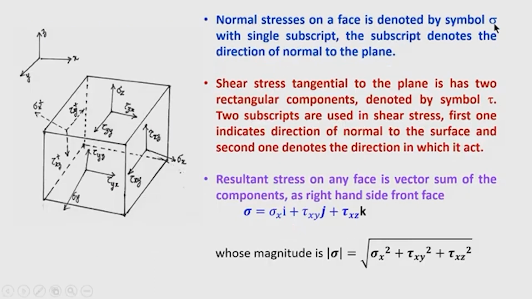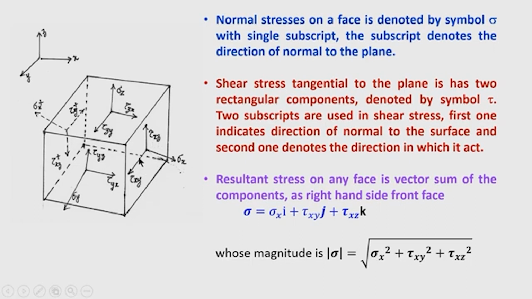Normal stresses are denoted generally by sigma throughout our discussion, symbolized with a single subscript, and shear stresses will be generally denoted by the symbol tau, accompanied by 2 subscripts. If you see the resultant stress on any face, say consider this face, the normal stress is sigma x and the shear stresses are tau xz and tau xy.